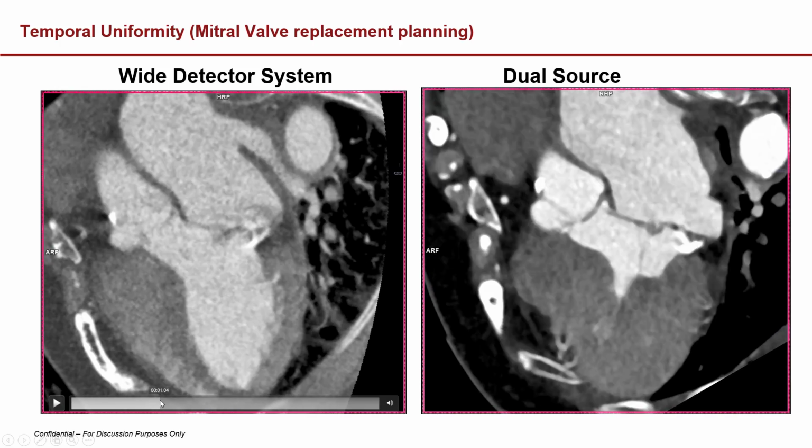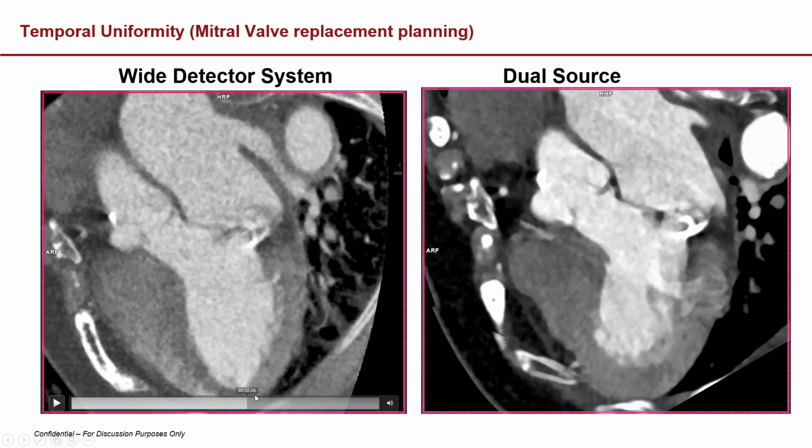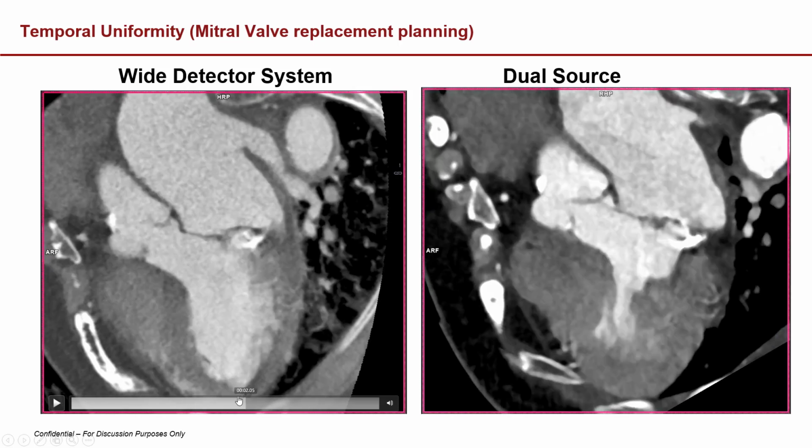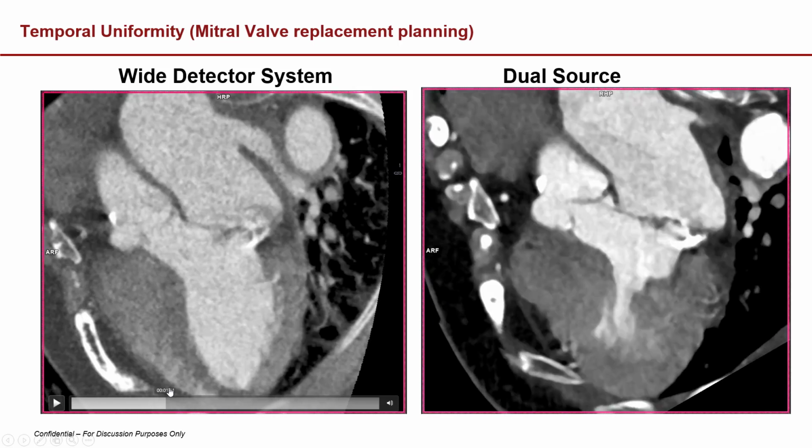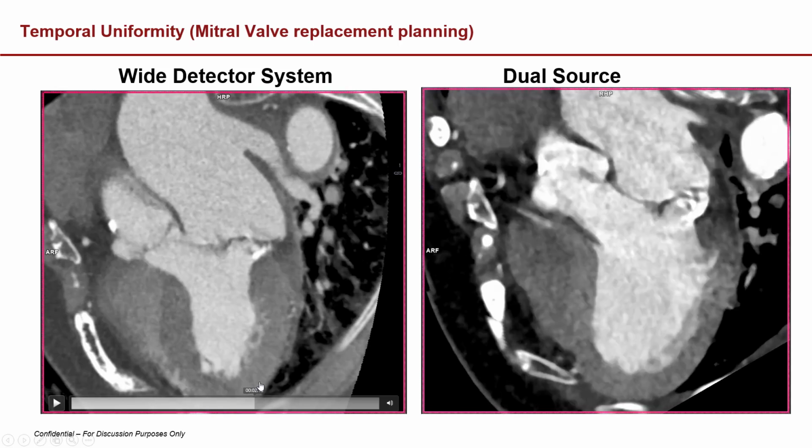Before I do that, I want to talk about why the wide detector mode is so great, and that is here we're performing a mitral valve replacement. We need to be able to evaluate the mitral valve as it opens and closes. And so you can see that the valve opens and closes on the wide detector system very well.